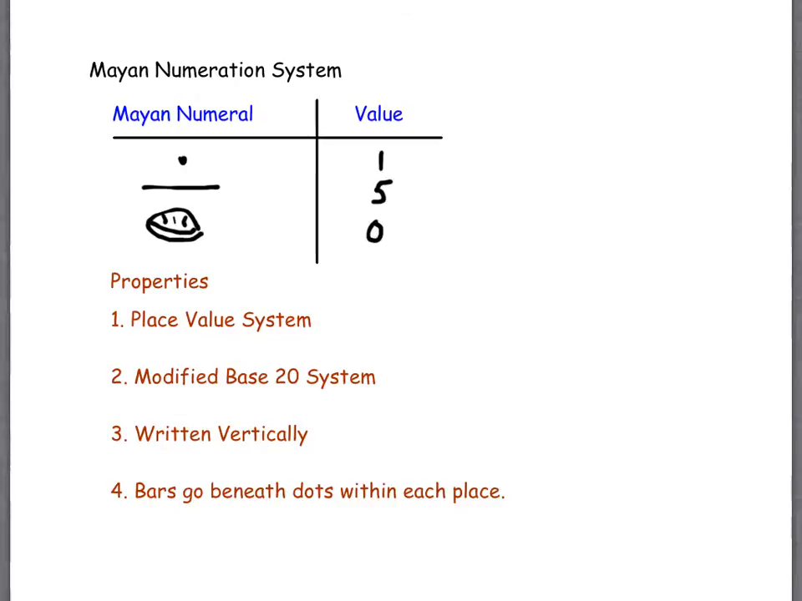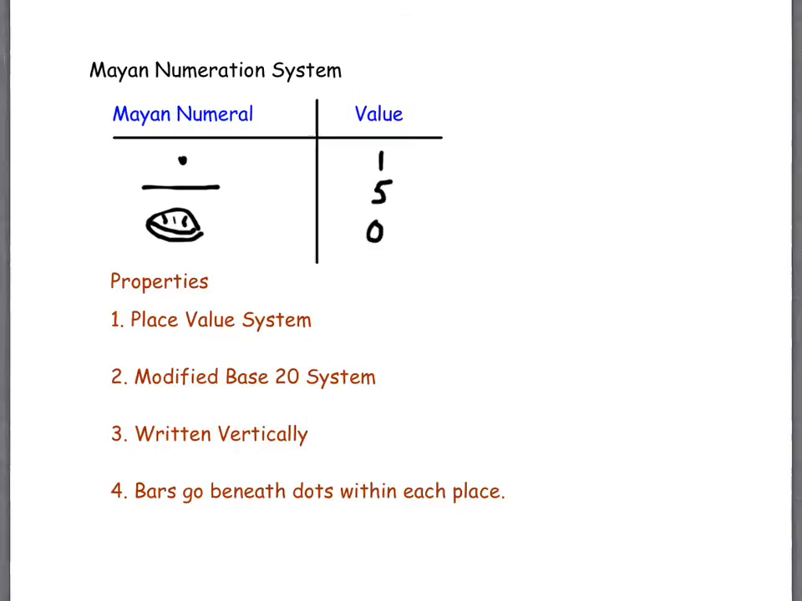They have a place value system. Okay? Place value system, just like we do. Theirs is a modified base 20 system. So they sort of have powers of 20 as their bases, but it isn't strictly just like we do, where we have 10, 10 squared, 10 cubed. So it's written vertically. I'm going to say that right now, and then I'm going to go back and talk a little bit more about their base 20 system.